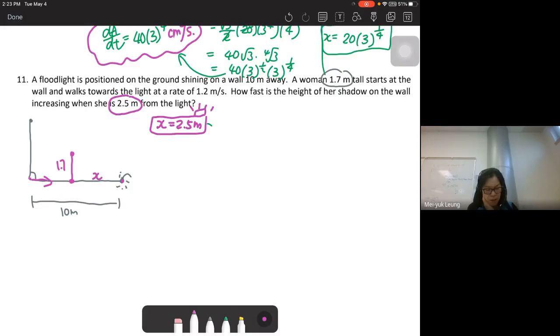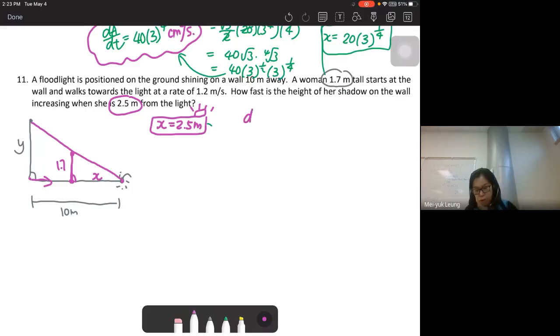Okay, and now when you draw this diagram with the two similar triangles, you can think about what you need. I have one variable, and I also need a variable to represent the height of the shadow shining on the wall. So let's say y represents the height of the shadow on the wall.